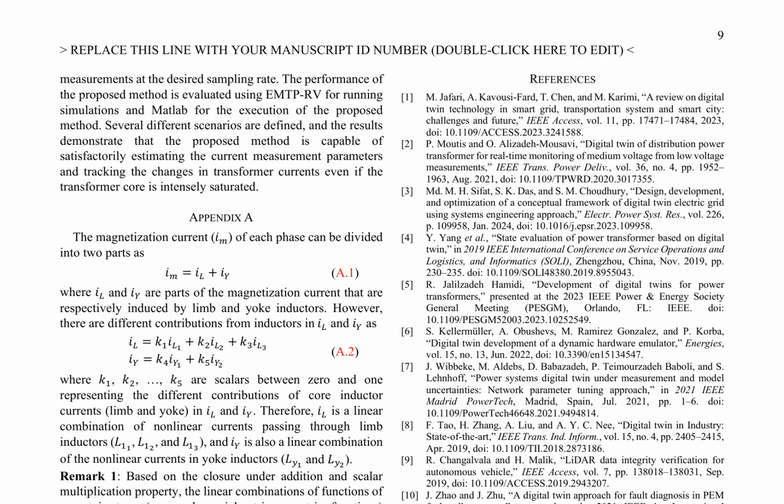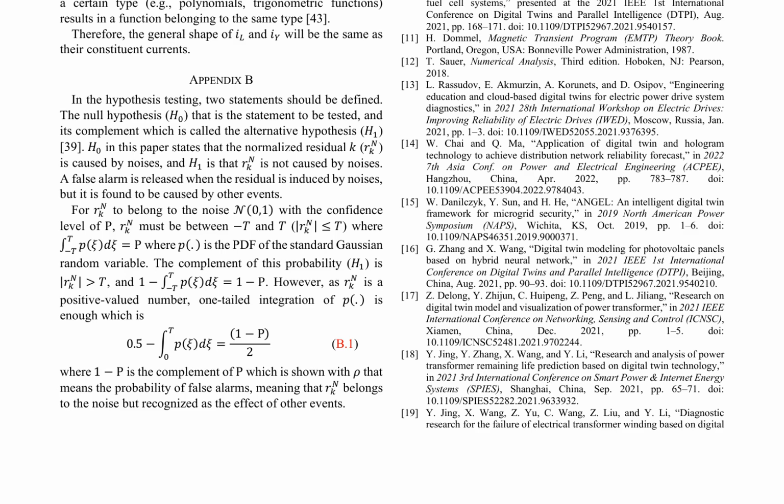The proposed method for estimating transformer current measurements is evaluated using EMTP-RV and Matlab. The results demonstrate the method's capability to satisfactorily estimate current measurement parameters and track changes in transformer currents, even in intense saturation. The magnetization current of each phase is divided into two parts, induced by limb and yoke inductors. The linear combinations of nonlinear currents passing through limb and yoke inductors result in functions of the same type as their constituent currents.